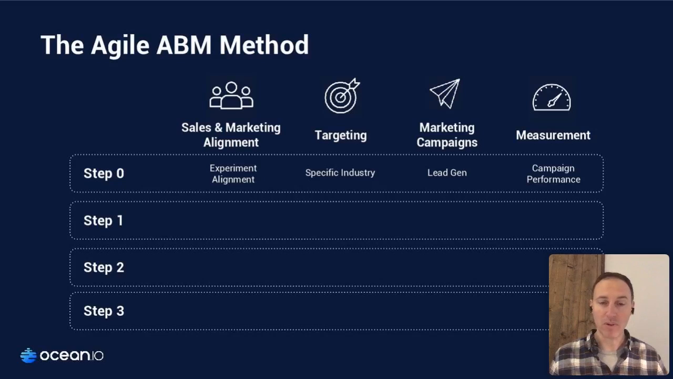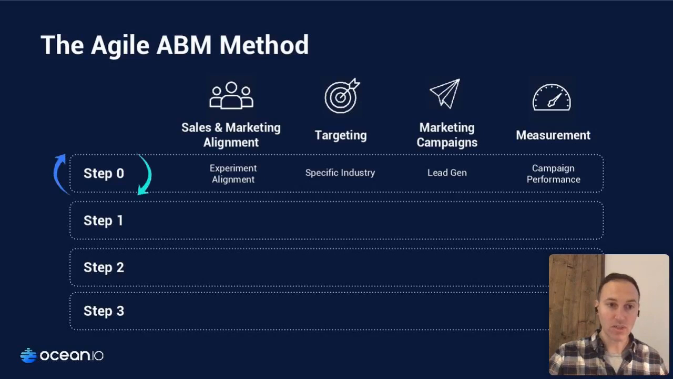On step 0 with marketing campaigns, it's just some basic lead gen. If you've got a landing page maker, you could prop up a single landing page for this industry and run some digital ads towards it. It's stuff you can do quickly and easily to test to see, does this get traction? And then the measurement becomes your campaign performance. You can look at the conversion rate, cost per lead, or with your sales team, are they connecting? Are they able to start these conversations?